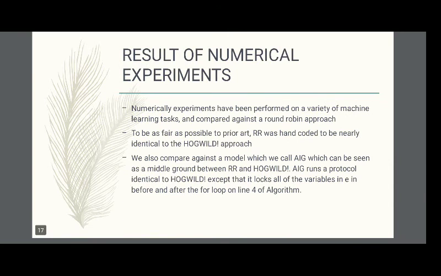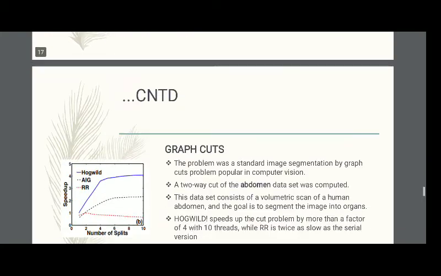Numerically, experiments have been performed on a variety of machine learning tasks and compared against a round robin approach, to be as close as possible to prior art. RR, that is round robin, was hand coded to be nearly identical to the HOGWILD approach. We also compare against a model which we call AIG, which can be seen as a middle ground between RR and HOGWILD. AIG runs a protocol identical to HOGWILD, except that it locks all the variables in e before and after the for loop on line 4 of the algorithm.